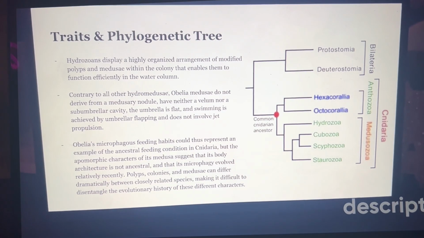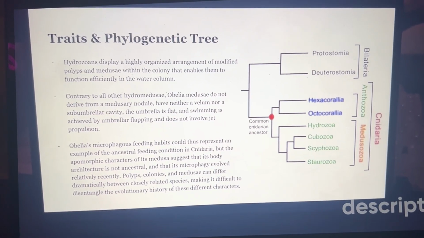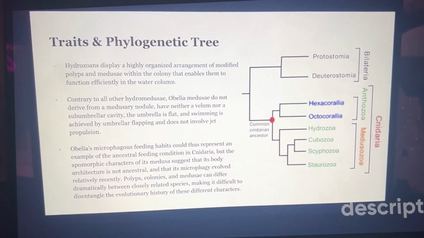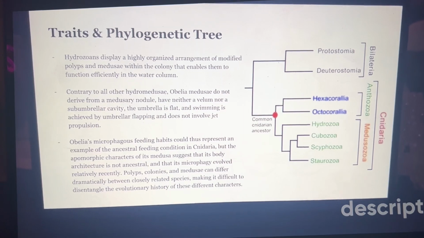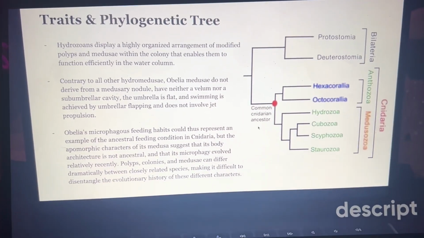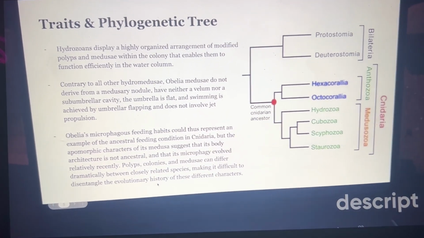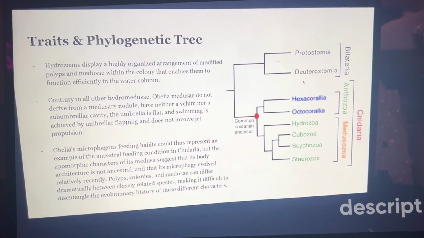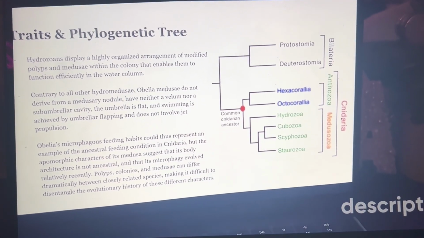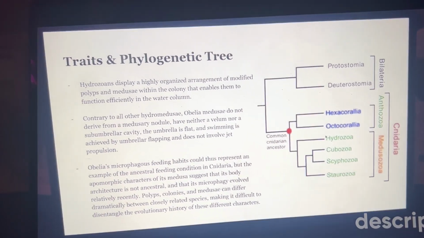Obelia's microphagous feeding habits could thus represent an example of the ancestral feeding condition in Cnidaria, but the apomorphic characters of its medusa suggest that its body architecture is not ancestral and that its microphagy evolved relatively recently. So it's kind of difficult to disentangle the evolutionary history of these organisms. And then this is kind of its tree of life. This is the Cnidaria, and then you can see how it goes to Hydrozoa, which is what the Obelia is.